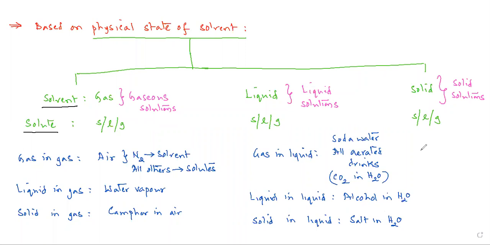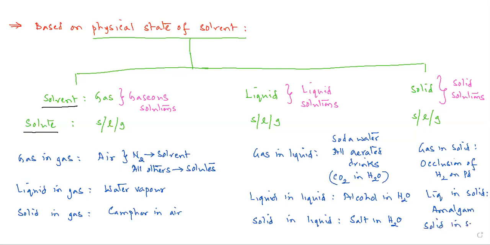Now coming to this one, say gas in solid. We have a very important, very interesting example of occlusion of hydrogen gas on the surface of palladium. In fact, it is the adsorption of hydrogen on palladium surface. Then there is liquid in solid. We can take amalgams. Amalgams are those in which mercury is one of the components. Then go for solid in solid. All the alloys can be taken as examples for solid in solid type.